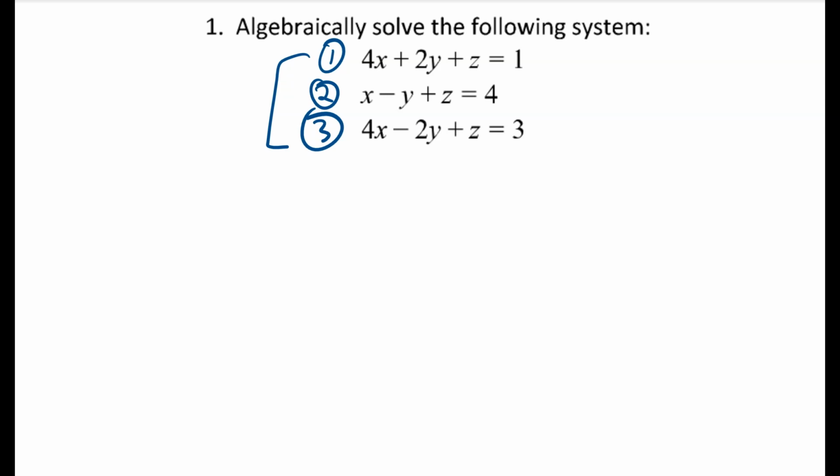So what we're going to do is we're going to take one pair of equations, cancel a variable, then take a different pair of equations and cancel that same variable and solve the resulting system of equations.